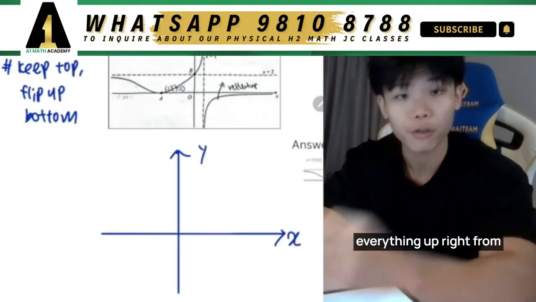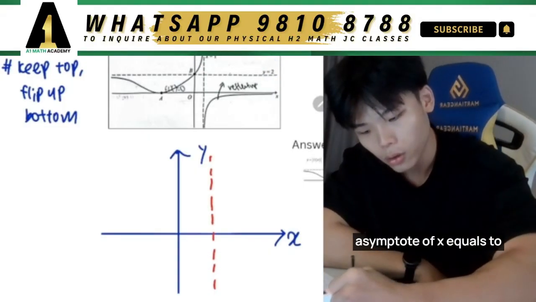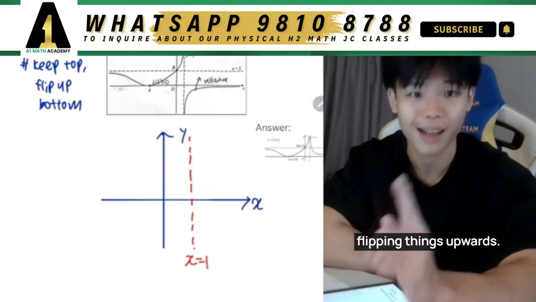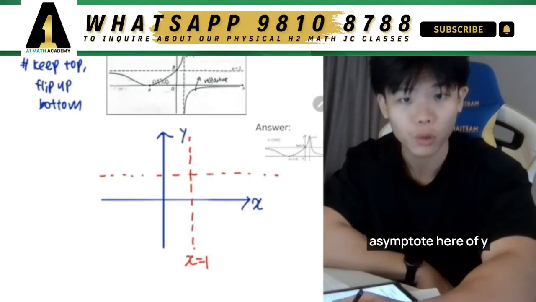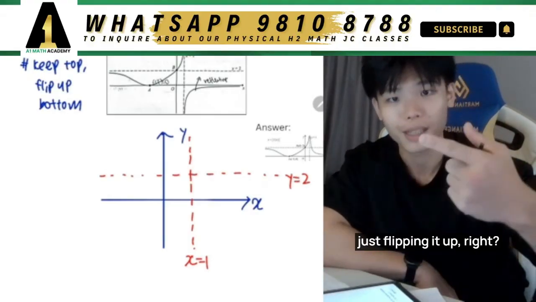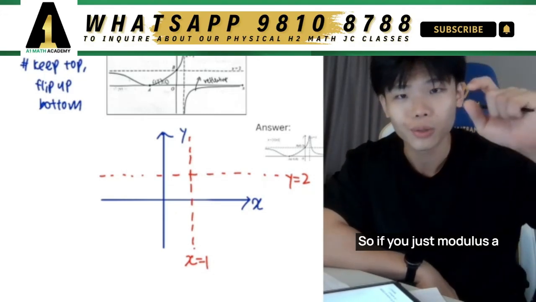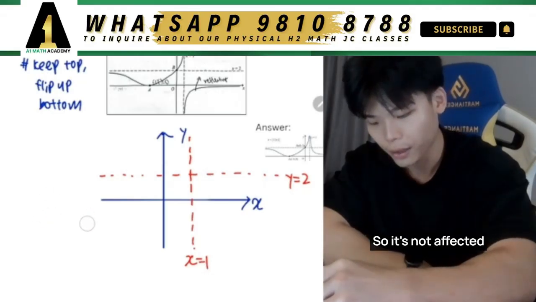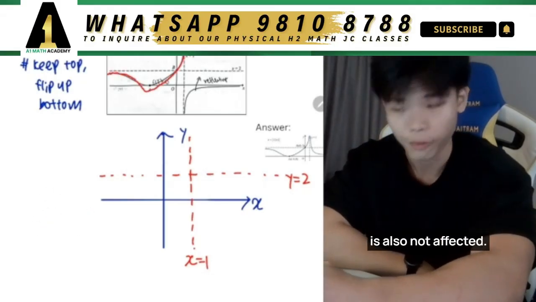So if you're going to flip everything up, right, from bottom flip up, the vertical asymptote of x equals 1 is not affected, right, because you're just flipping things upwards. The x equals 1 doesn't change. And then the original asymptote here of y equals 2 is also not affected because you're just flipping it up, right? The y equals 2 originally is positive to begin with. So if you just modulus a 2, it will still be 2. So it's not affected. And everything that was originally above is also not affected.